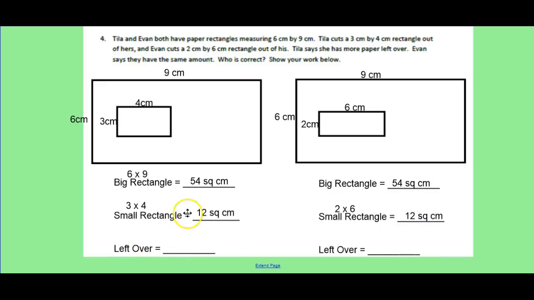So what you had to do to figure out what was left over, you had to do 54 minus 12 for both of them, since their small rectangles both equaled 12 square centimeters. So just by looking at 54 minus 12 for both of them, we can already tell who's going to be correct, which is going to be Evan, because they both have 42 square centimeters left over. So out here to the side, who is correct? We're going to put Evan was correct. And I hope that you got that as well on your paper.